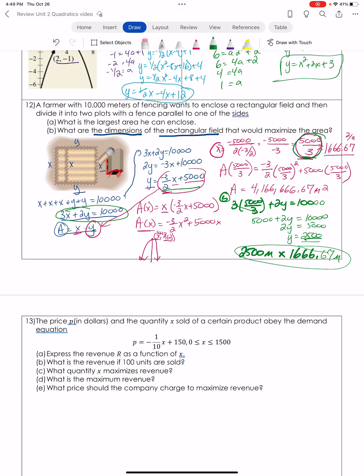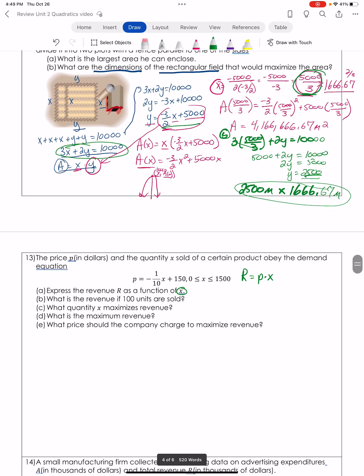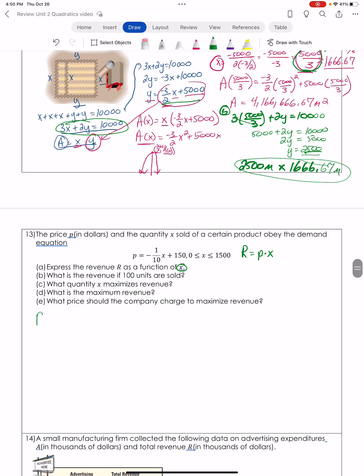Next one, we go to our handy-dandy revenue function. It says express the revenue as a function of x, which just means that you do need to know that revenue is equal to price times quantity sold. So my revenue as a function of x, so this is a, is my price, which is negative 1/10 x plus 150, times x, which is negative 1/10 x squared plus 150x.